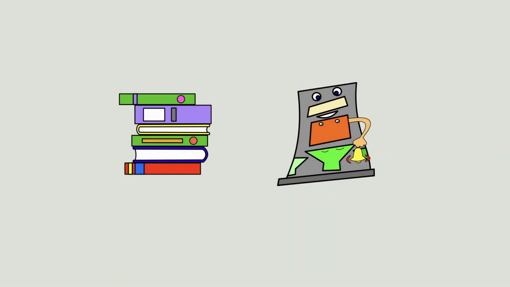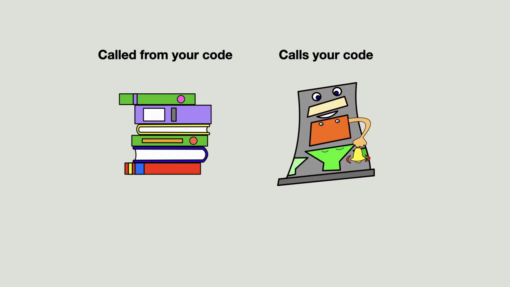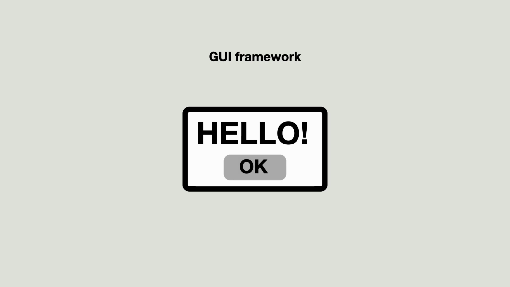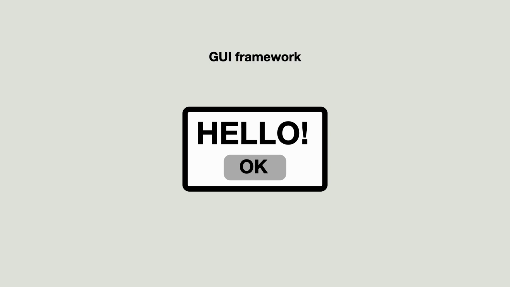What is the difference between a library and a framework? A library provides functions that are called by your code, and frameworks call your code. Examples of frameworks are web frameworks like Django. Django processes web requests and allows you to hook in your code for specific events. Another example are GUI frameworks. A GUI framework has an event loop that constantly checks OS events like mouse and keyboard events.